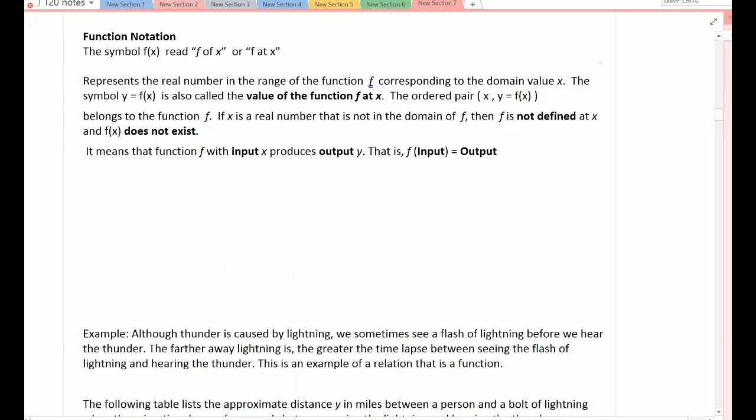Alright, so now we're going to look at function notation and evaluating functions. So that's what today's video is on. We're still in 1.3, because this is the 1.3 notes.